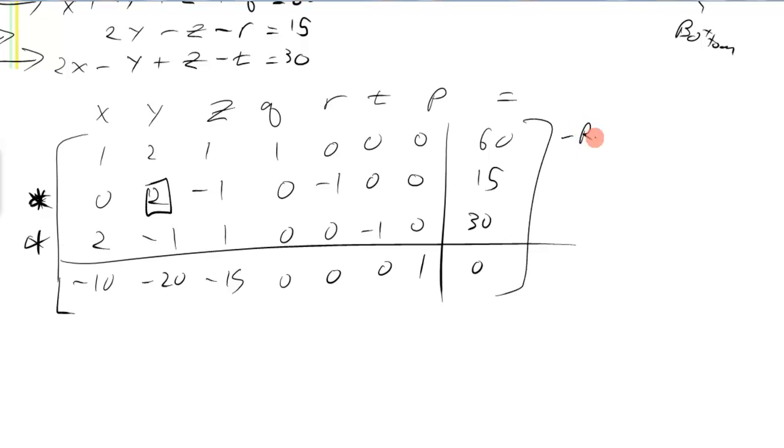I'm going to need a negative row 2 plus row 1 to make that into a 0. And then here I'm going to need row 2 plus 2 row 3s. And then for the bottom row, I'm going to need 10 row 2s plus row 4. Do note, make sure you notice, the pivot row is row 2. Every single operator has to use row 2.